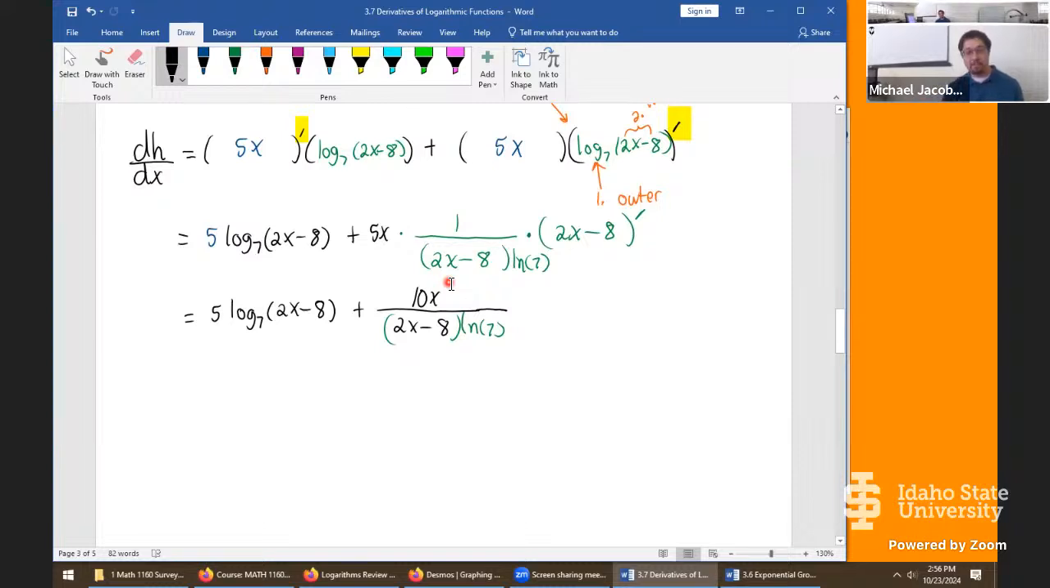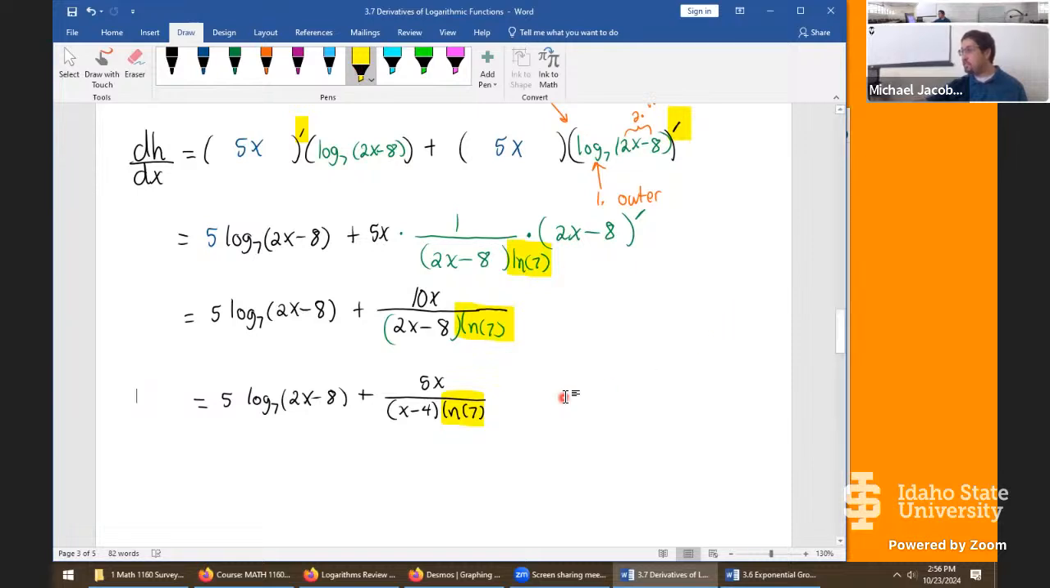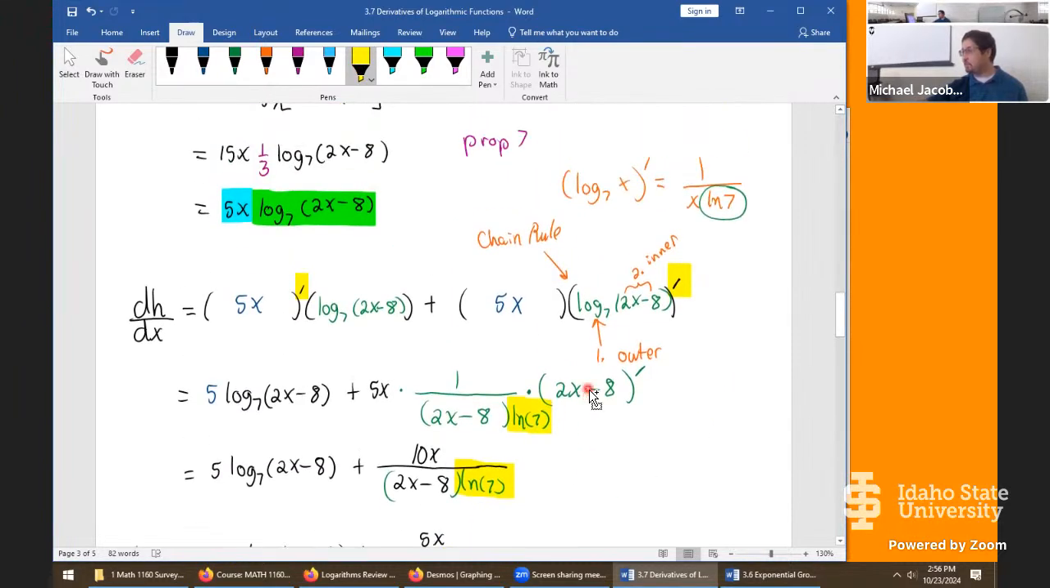I'm going to divide numerator and denominator by 2, and we get 5 log base 7, 2x minus 8, plus, oh, forgot to reduce. Try not to use Control Z because I noticed it deletes things totally randomly on my page. That's really weird. But we get 5x divided by x minus 4 times the natural log of 7. I feel like I should highlight that. That's an easy one to miss.